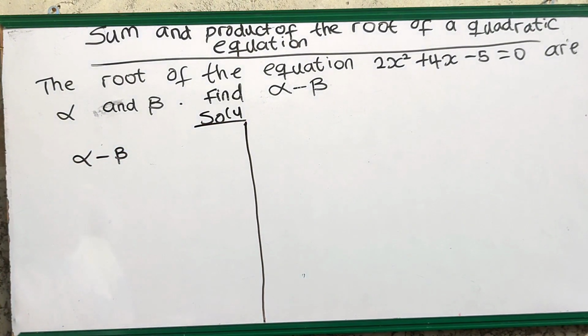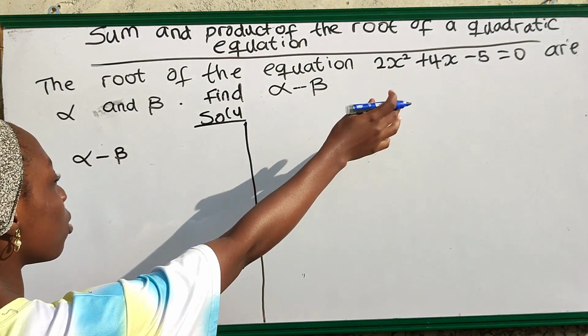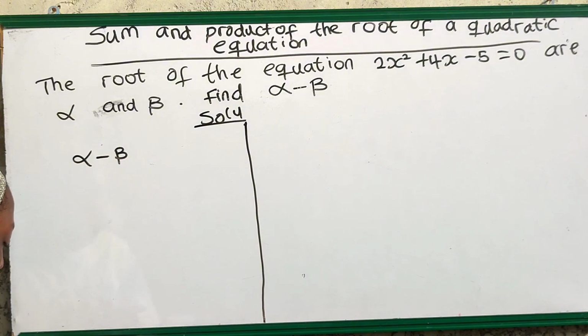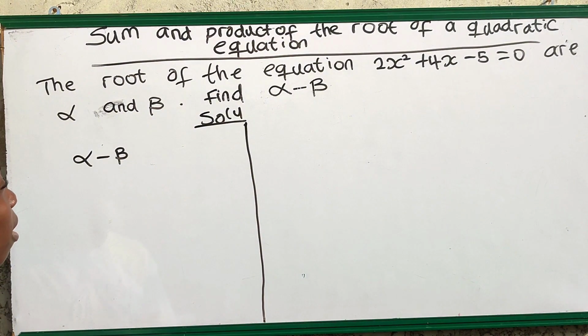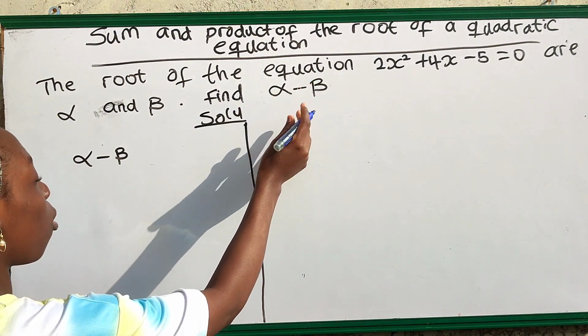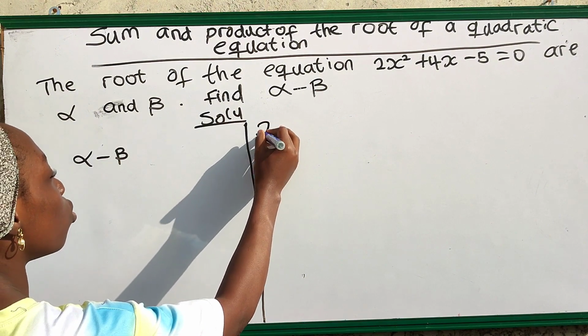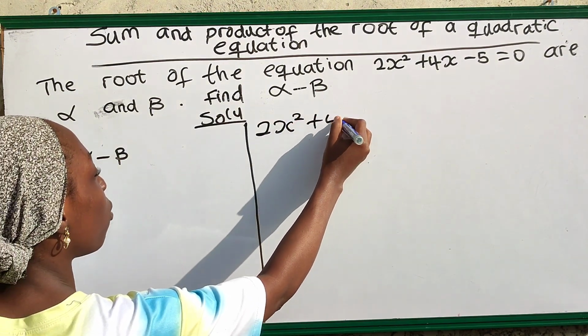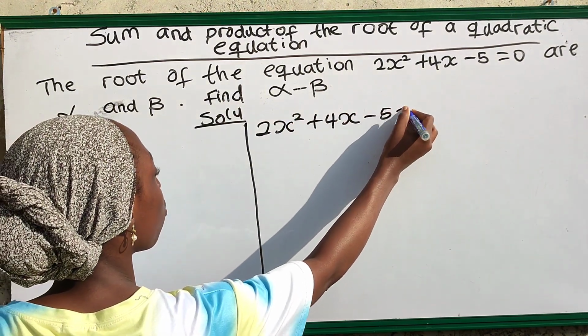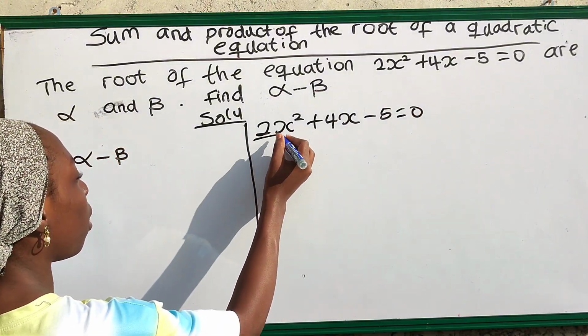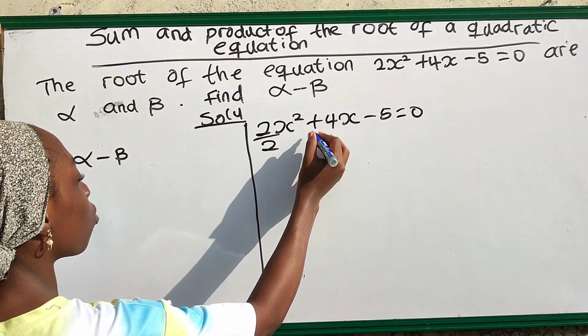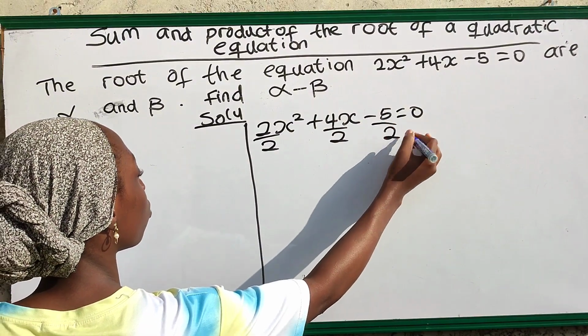Before we expand alpha minus beta, let me get alpha plus beta, and we all know that in the roots of a quadratic equation we only have alpha, beta, and alpha plus beta. Now let's solve for alpha plus beta and alpha beta, then expand this. 2x squared plus 4x minus 5 equals 0. Divide all through by the coefficient of x squared, 2 over 2.